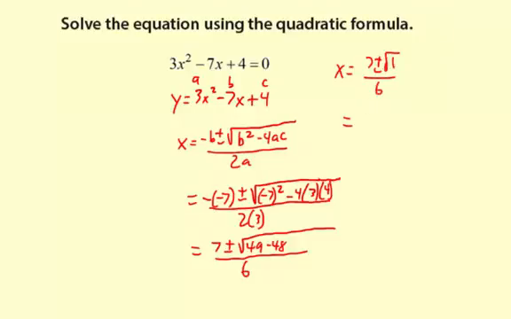So x equals, and the square root of 1 is 1, so it's just going to be 7 plus or minus 1 all over 6. So we're going to split this up into two fractions. 7 plus 1 is 8, so it'll be 8 over 6, which is 4/3. And then the other fraction, 7 minus 1, is 6, over 6 equals 1. So those are our two solutions. X equals 1 and 4/3.